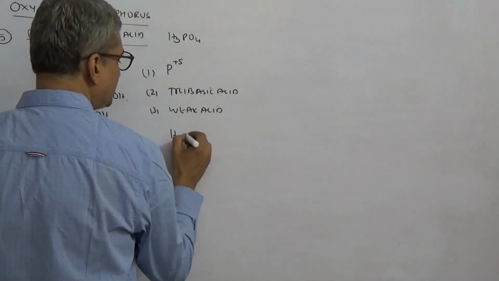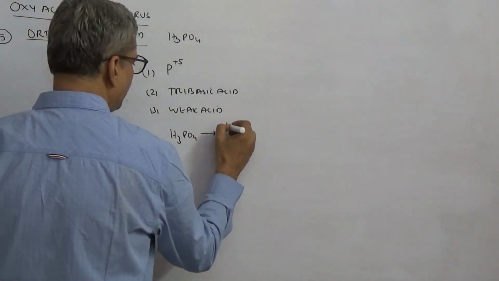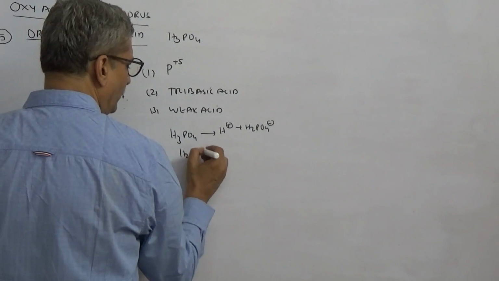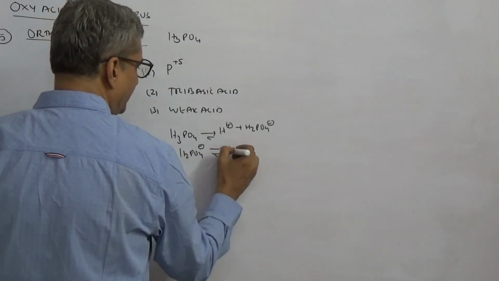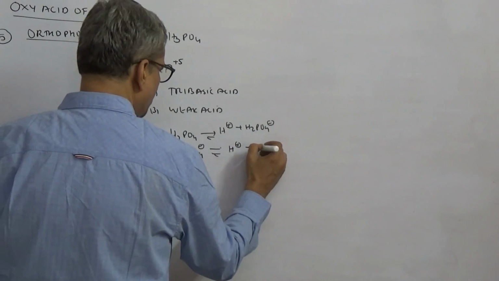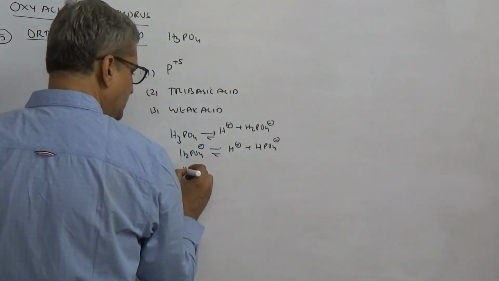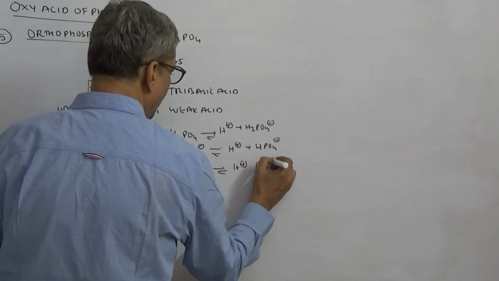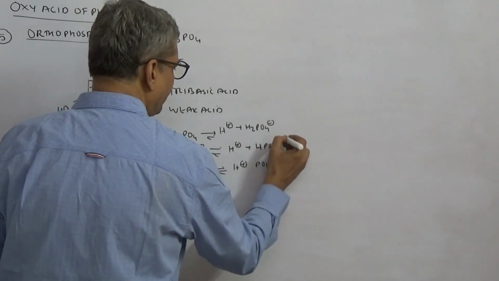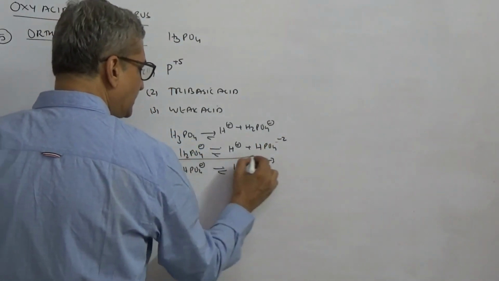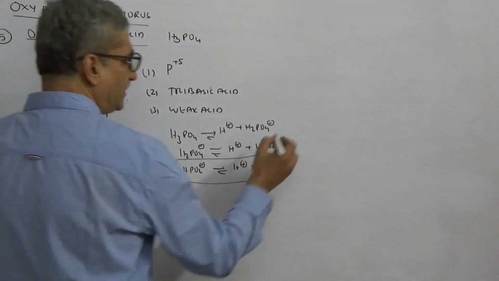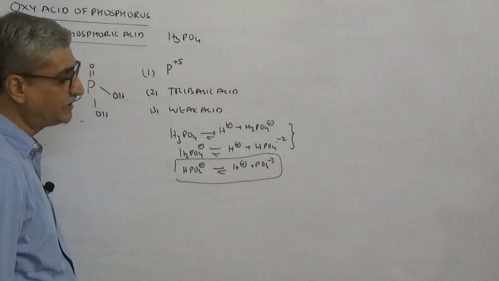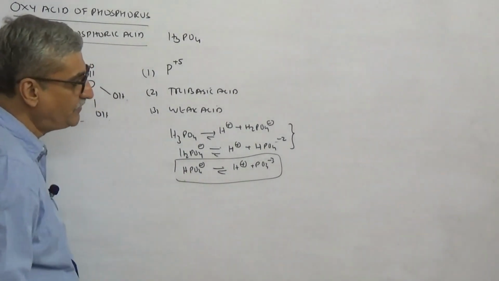H3PO4 forms H+ and H2PO4 minus, then H2PO4 minus forms H+ and HPO4 2 minus, and HPO4 2 minus forms H+ and PO4 3 minus. Literally, using a pH meter, you can estimate this, but it becomes very difficult to estimate.